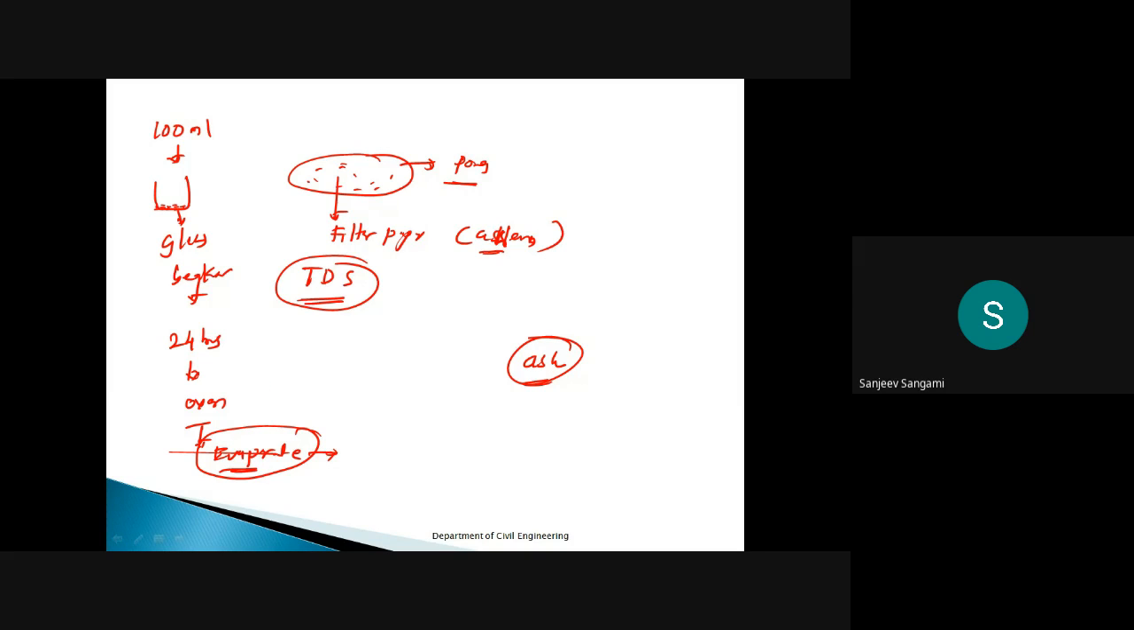The remaining colloidal solids and the fixed and volatile solids, we will discuss in the next class.